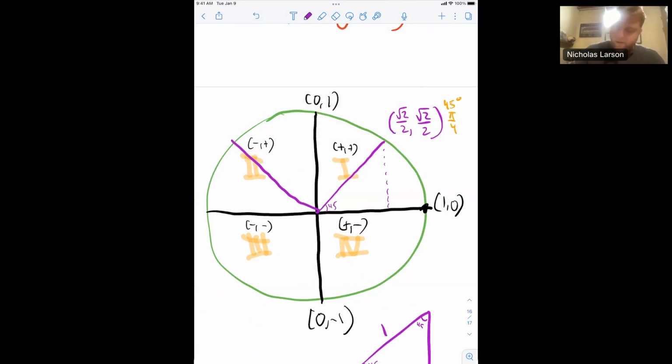Again, instead of pi over 4, it's going to be 2 pi over 4, which is really pi over 2. And then this is not just 45 degrees, it's 135 degrees. And my coordinates, again, following my rule, x is negative, y is positive. So I have negative square root 2 over 2, and y is positive square root 2 over 2. And so again, that keeps going. This would be 3 pi over 4.